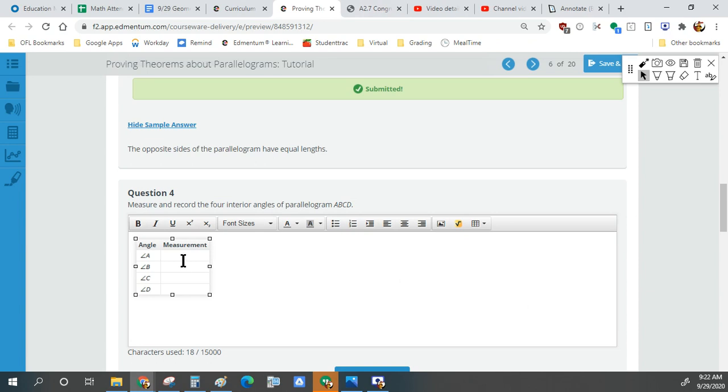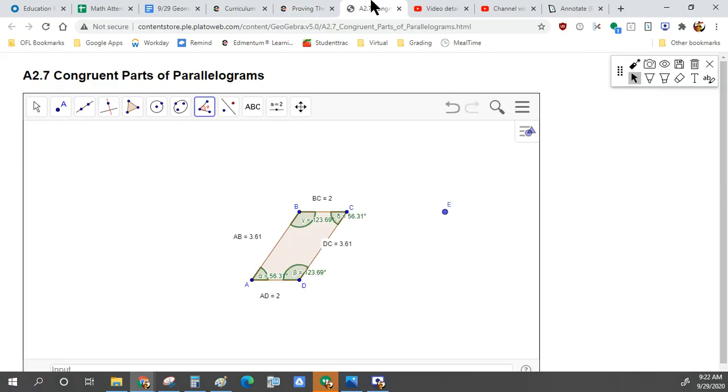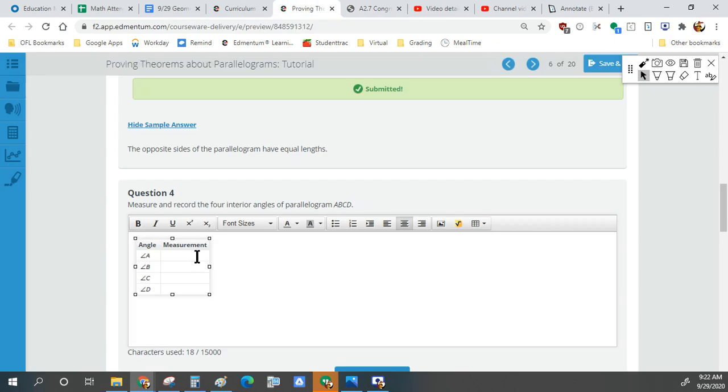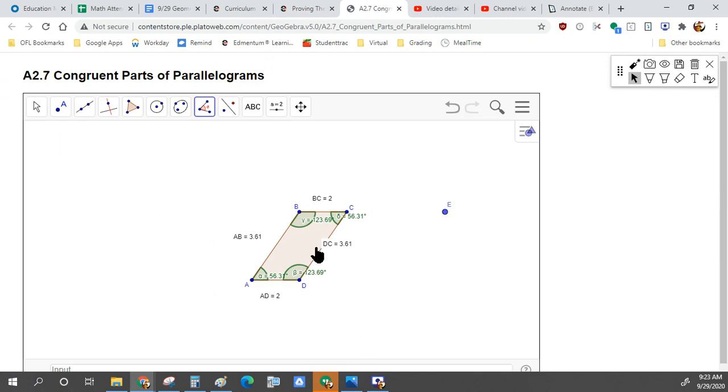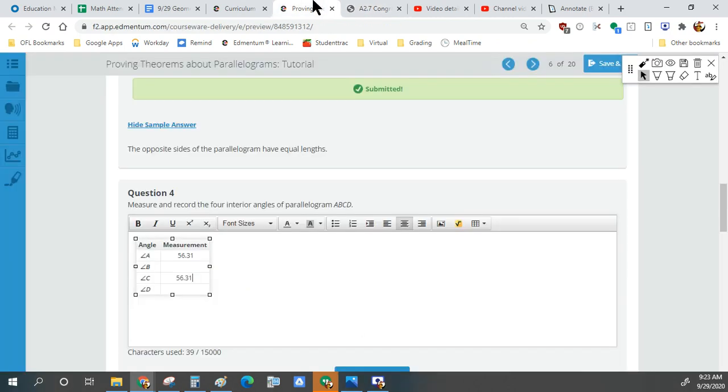And when I'm doing my angles, A matches with C, 56.31, 56.31. I'm not going to put the degree sign. I'm not going to mark you guys down if you guys don't put the degree sign. 123.69.